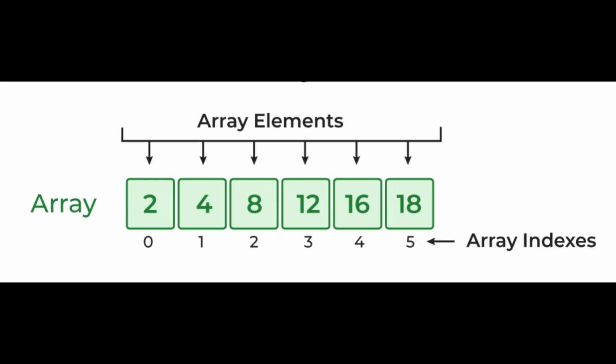Remember one important thing, that arrays can only store one data type. That means if you create an array for numbers, you can only store numbers in all the elements. And if you create an array for words, you can only store words in all the elements. You cannot store both the values like this.